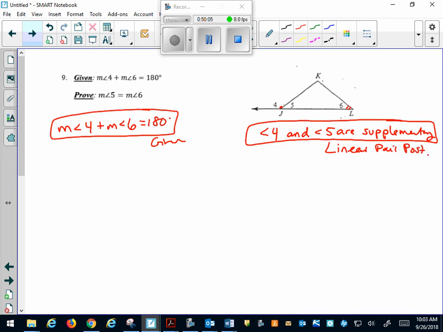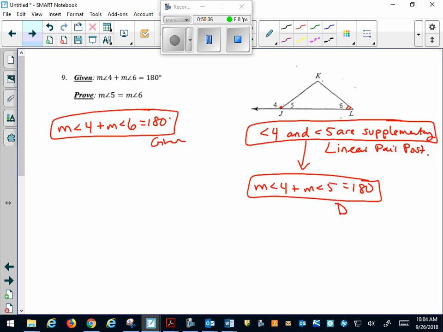So you can see how you're given some information, but you're also given this diagram. And from the diagram, you can conclude some information, which becomes statements in your proof. All right, so 4 and 5 are supplementary. What would be the next thing I can write from there? If they're supplementary, what does that mean? Yep. They add up to 180. So measure of angle 4 plus measure of angle 5 equals 180.